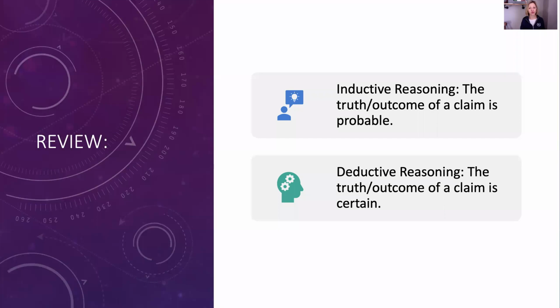As a brief review, inductive reasoning and deductive reasoning are the major kinds of reasoning that we use in critical thinking. As you get into the upper echelons of critical thinking, we can explore more forms of argumentation, but for now, focus on these. And remember, inductive reasoning means that the truth or outcome of a claim is probable. It's not certain, it's a general principle. Deductive reasoning, on the other hand, we're assuming, and in fact, we know that the truth or outcome of a claim is certain. We can count on it.